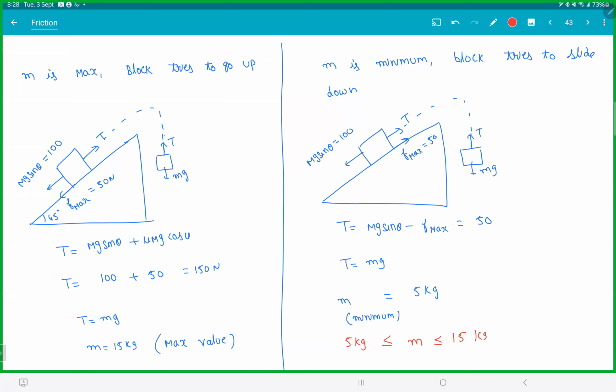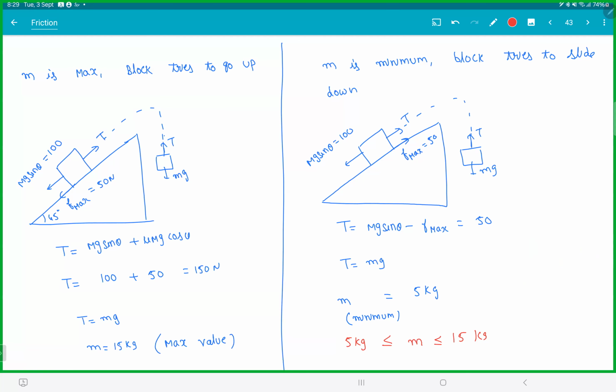So in the exam they'll give options like this. What is the value of M if the system is in equilibrium? Options will be 3 kg, 7 kg, 9 kg, 13 kg. They'll give like this. And if it's a more than one choice question, you have to mark all the three answers. Most people will get 5 or 15. Some people will get 10 also. But what you forget is it's a range.